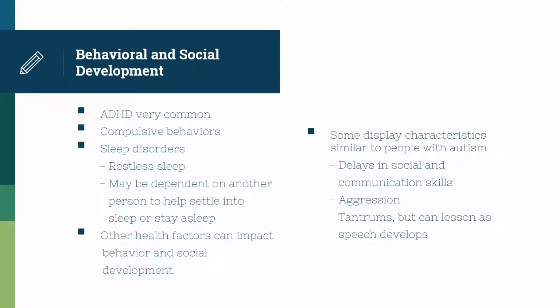Jacobsen syndrome can also impede on behavioral and social development. ADHD, or now known as attention deficit disorder with hyperactivity, is very common. It is reported that individuals are easily distracted and have higher than usual levels of activity during the day. Many also have compulsive repetitive behaviors. Some may also have sleep disorders that include restless sleep, where a person is in and out of sleep throughout the night. Some may also be dependent on another person to help settle into sleep or stay asleep. Other health factors can contribute to behavioral and social development, such as frequent ear infections and intestinal issues, including constipation.